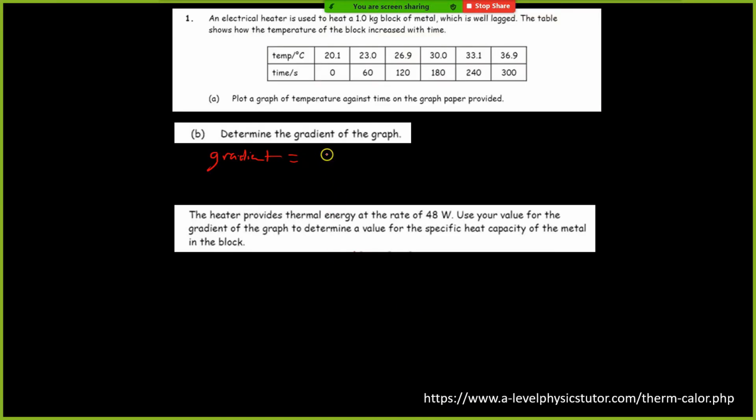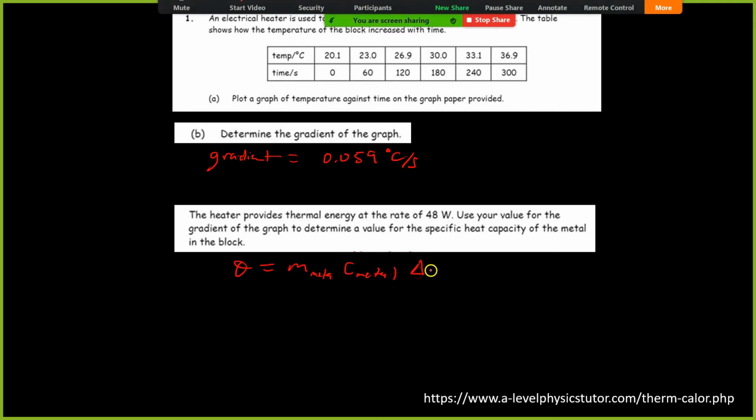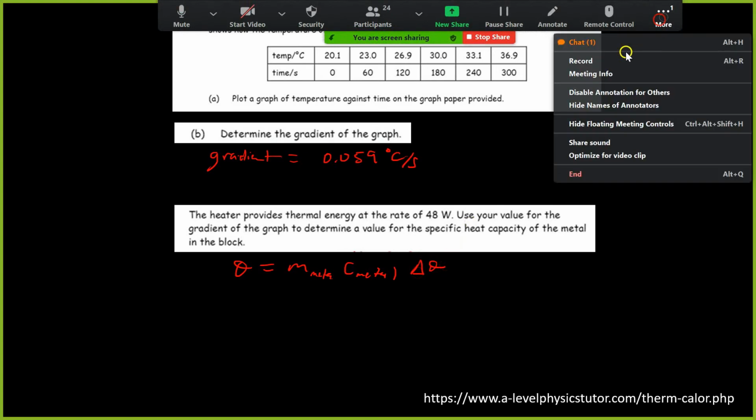So my gradient here is equal to 0.059 Celsius per second, my bad. Now having said this, let's move on to the question. This question is related to finding the heat capacity of a metal. If we remember, the equation says that Q is equal to the mass of the metal times the specific heat capacity of the metal times the change in temperature, right?